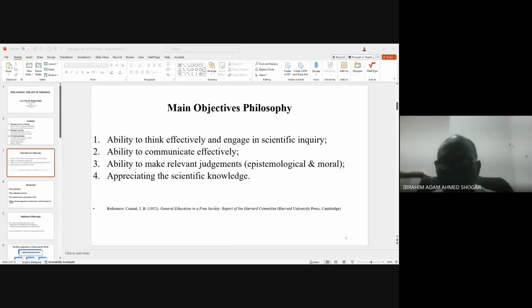Of course, after this class, your way of thinking should be changed. But I could not say that you are able to think effectively because you need more study. At least after one semester of study, you are able to engage with scientific inquiry effectively, or think effectively. Number two, also ability to communicate. Communicate here means communicating with others, engagement with others. Because to engage with somebody in discussion, you are unable to do so if you don't know how to think, how you can understand what he is saying.